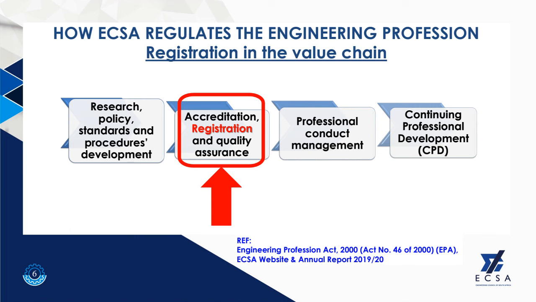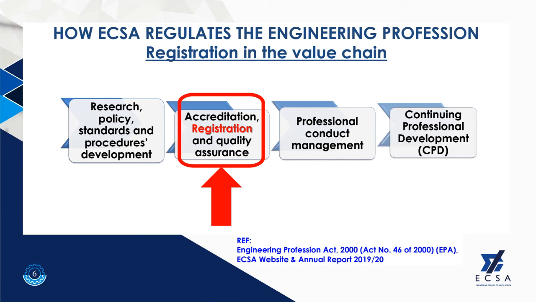What ECSA does, it does research, it writes policies, standards and procedures and procedural development. All of these are encapsulated in the Engineering Professions Act in terms of the delegation of power that is given by the Act to ECSA to be able to regulate the profession by doing that. Then after that is done, that leads to the second part in the value chain, which is accreditation of engineering programs that I refer to, that candidates will register from those that are from the accredited programs. And then there's registration, which we are talking about today, and quality assurance thereof afterwards.